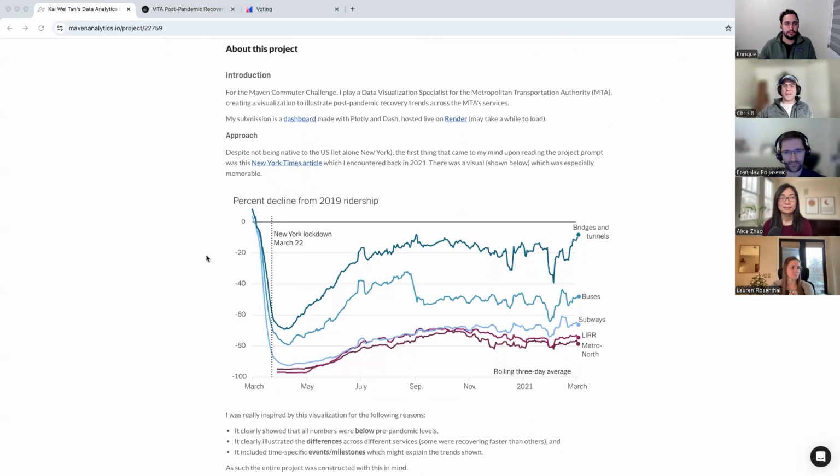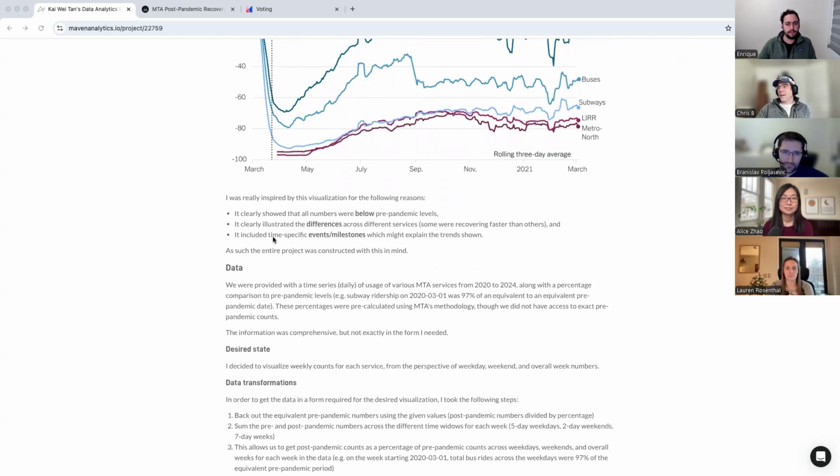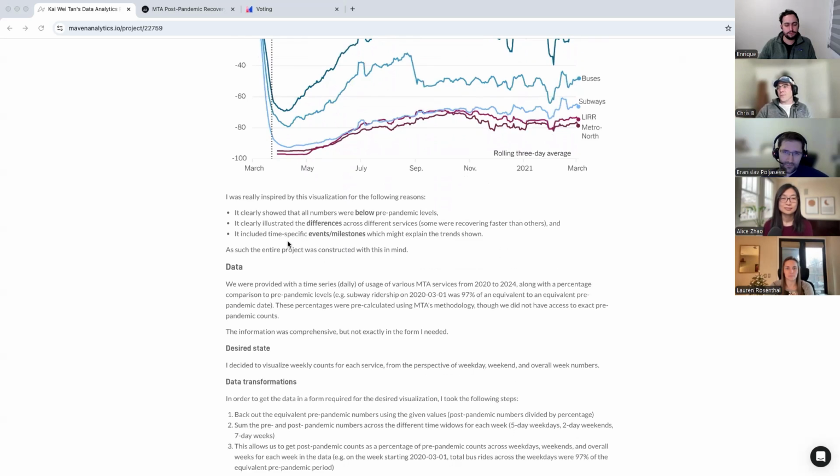He drew inspiration from a similar visual produced by the New York Times. And if you ever want to look at some really amazing data viz, keep an eye on the New York Times because their team is absolutely fantastic. Certainly not a bad source to draw inspiration from. He includes an image of that visual here and describes why he really liked it.